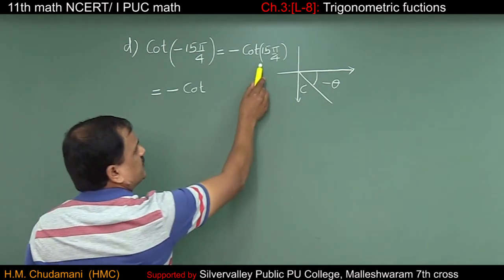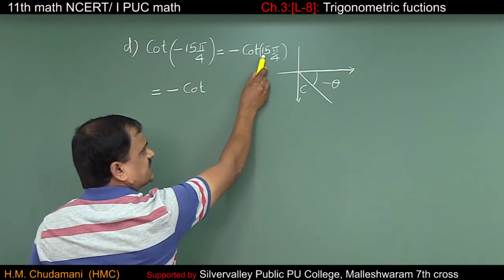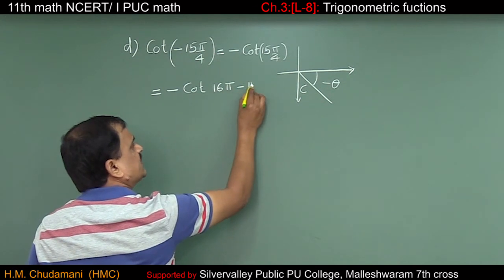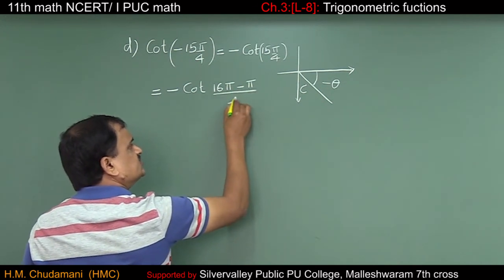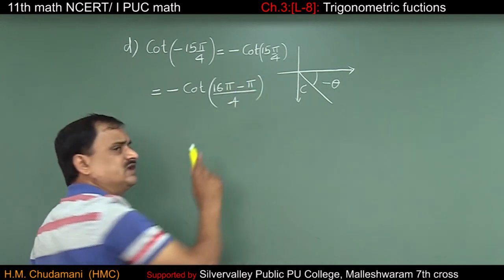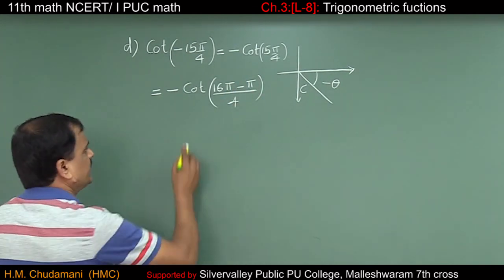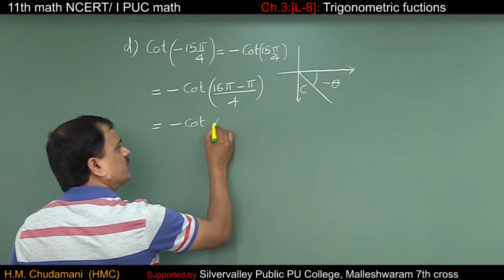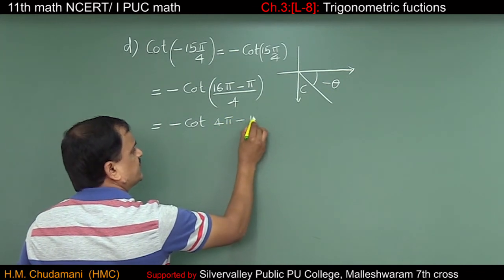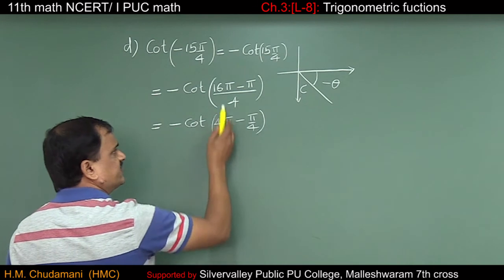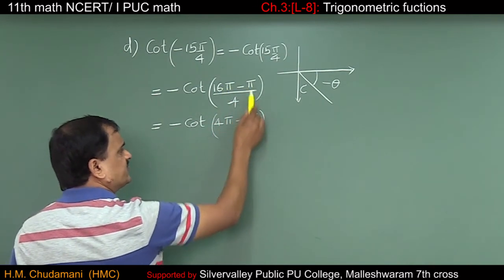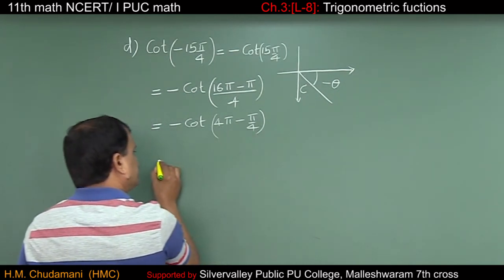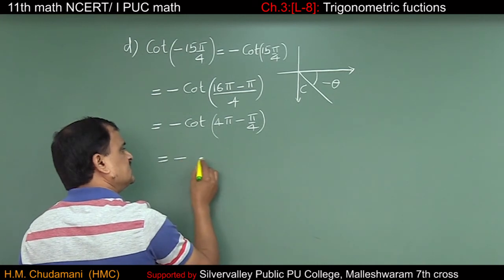15 pi by 4 is not a standard angle. Let us reduce this. The multiple of 4 nearest to 15 is 16. So 16 pi minus pi means 15 pi by 4 only. Now this is equal to minus cot of 16 pi by 4 minus pi by 4. 16 by 4 means 4 pi. So 4 pi minus theta lies in the fourth quadrant.